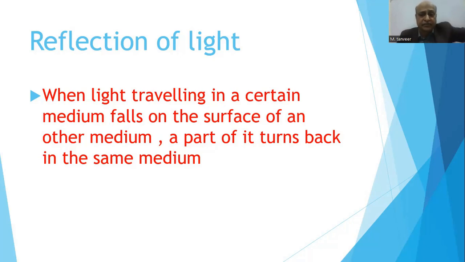When rays of light are coming from the air and they fall on the surface of water, all these rays of light will bounce back. This bouncing back of rays of light from the boundary of the other medium is called reflection. Remember this: in reflection, rays of light do not enter the second medium. When these rays of light enter a second medium, then it is called refraction, not reflection. Rays of light bounce back from the surface of the second medium. This is called reflection of light.